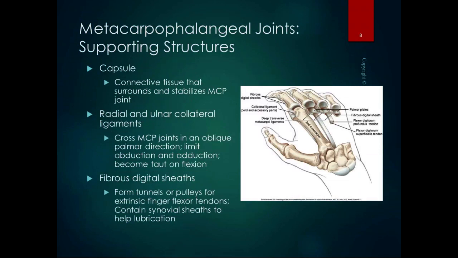The metacarpophalangeal joints have joint capsules, connective tissue surrounding and stabilizing the joint. They have radial and ulnar collateral ligaments around each joint. They cross the MCP joints in an oblique palmar direction to limit abduction, and they become taut on flexion. We also have fibrous digital sheaths that form tunnels or pulleys for extrinsic finger flexor tendons. They contain synovial membranes inside to help lubrication. Because with all that motion we do in our fingers, we definitely need lubrication.